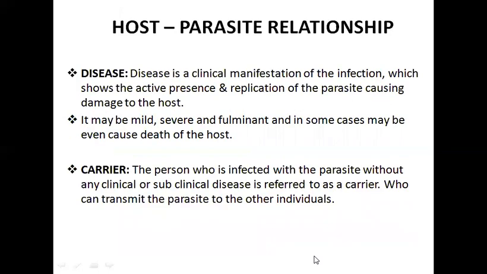Coming to disease. Disease is a clinical manifestation of infection which shows the active presence and replication of the parasite causing damage to the host. It may be mild, severe, and fulminant, and in some cases may even be fatal. Then we have a carrier. A carrier is a person who is infected with the parasite without any clinical disease and who can also transmit the infection to other individuals.